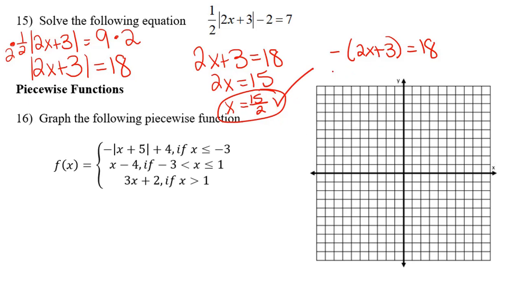Let's try this next problem. So I'm going to distribute the negative. Ooh, add 3. Marsh didn't give herself a lot of room over here. Bad Marsh. 21. X is negative 21 halves, it looks like. Again, let's substitute. 2 times negative 21 halves is negative 21. Add 3, that's negative 18. Absolute value, though, is a positive 18. Times 1/2, 9. Minus 2, definitely, in fact, 7.